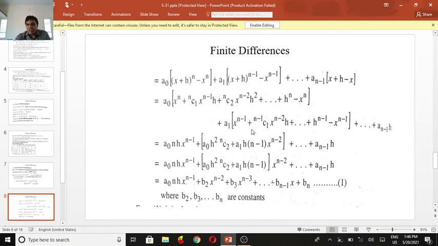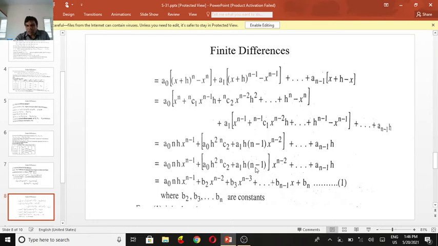an h. So if we expand here, again I take in the first term coefficients of a0, second term coefficients of a0, third term coefficients of a1. Simply we can write a0 n h x power n minus 1 plus a0 h square nC2 plus a1 h n minus 1 x to the power of n minus 2 plus etc. Lastly we get a n minus 1 h. Again we are simplifying. So a0 n h x power n minus 1 plus a0 h square nC2 plus a1 h x power n etc.